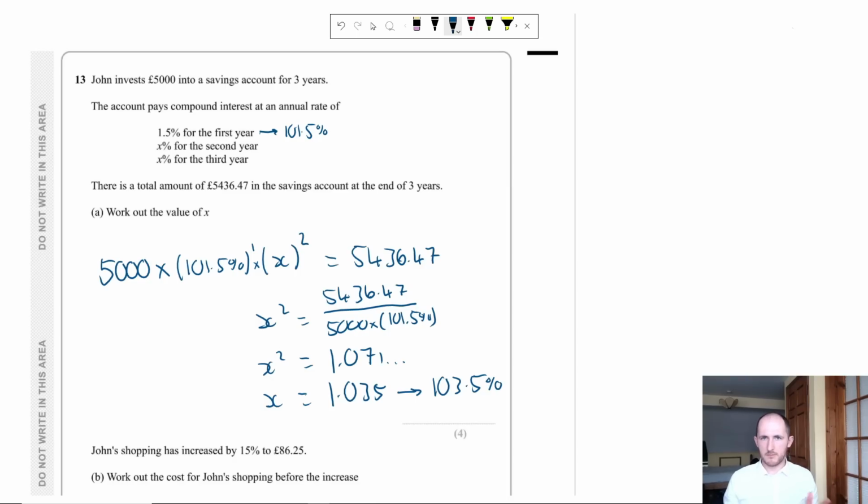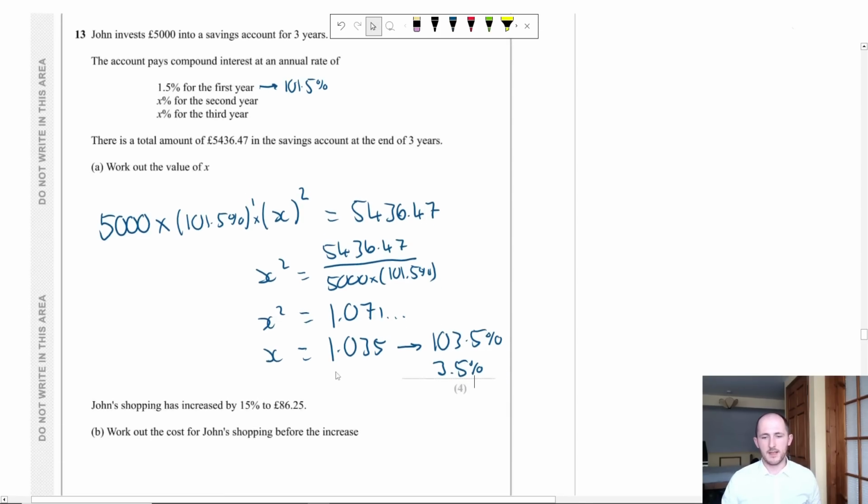Logically, the actual interest rate isn't 103.5%. It's just 3.5%. Because remember how we worked out the percentage increase here? We added 100 to this number. So now we need to take 100 back off. So that'd be 3.5% interest. Because again, we added 100 to the original number because that's how we do the percentage increase. So this is telling me the percentage increase, not the interest rate. The interest rate is this number minus 100.